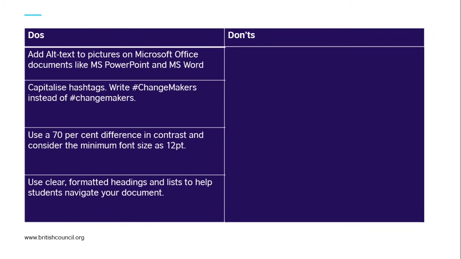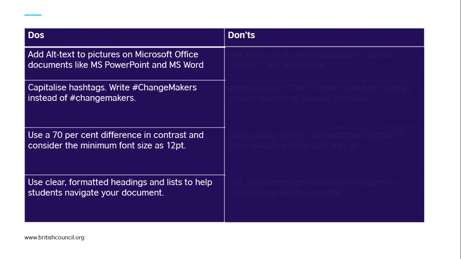In the contrast, adjust your screen contrast to 70% and consider the minimum font size as 12 point, not lower or less than 12 point. Use clear formatted headings and lists to help the students navigate your document. Don't use chunks and chunks of text. Use headings and lists and subheadings.